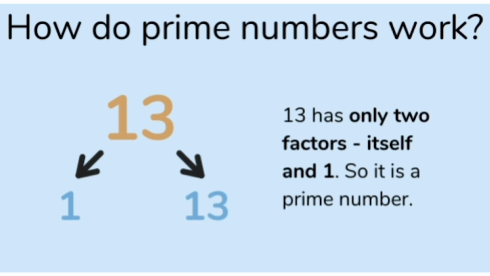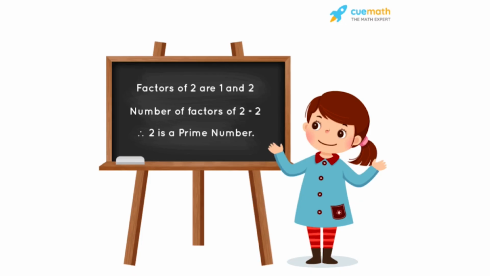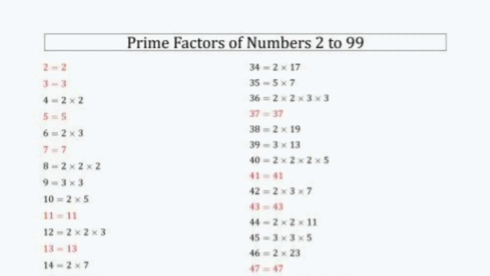Positive integers which have exactly two divisors, that is the number 1 and the number itself, are called prime numbers. For example, the number 2 has exactly two divisors, that is 1 and 2 itself. 3 has two divisors, that is 1 and 3 itself. 5 has exactly two divisors, that is 1 and 5 itself, and so on. 2, 3 and 5 are all prime numbers.